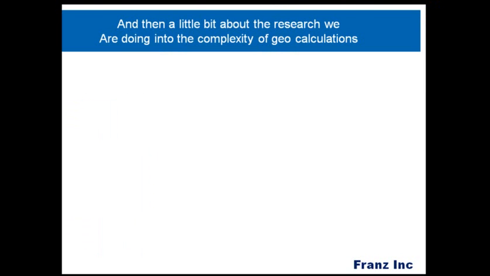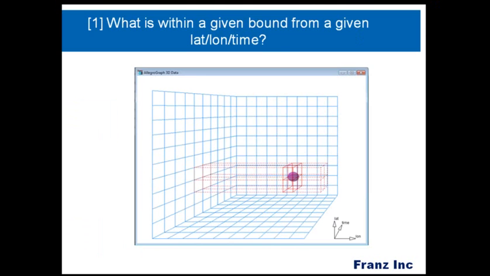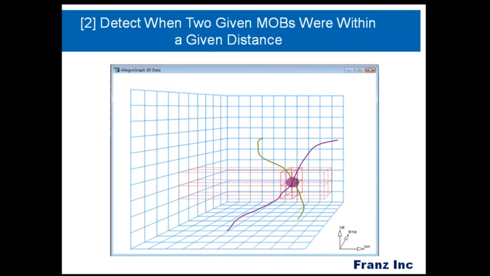Okay, so that's about examples of moving objects, and then finally I conclude with some research we did about the complexity of geo-calculations. We actually have a paper about this by Steve Huffley, and we'll make that paper available after this meeting. It's probably already on the website. For our 3D indexing, we divide the world into blocks. If you have a simple question like what is within a given bound from a given location in time, then we just have to look at a few blocks.